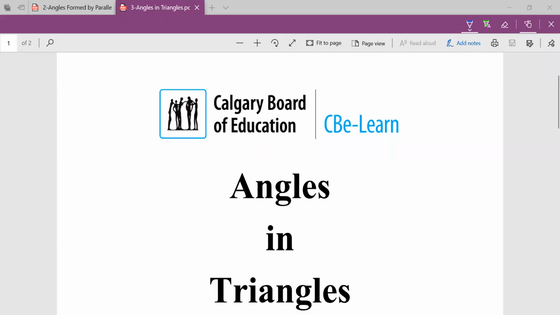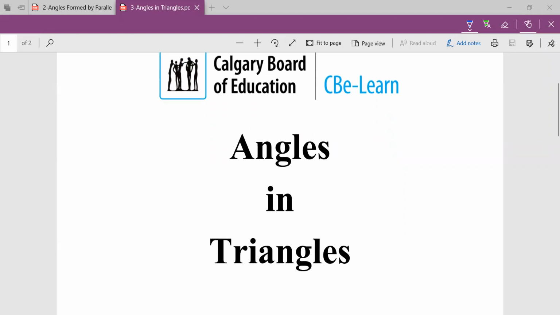Hey, mathletes. In this lesson, we've been talking about parallel lines. We're going to take a bit of a shift away from that and start looking at some geometrical shapes. So let's go from 2 lines to 3 lines. Let's talk about a triangle.